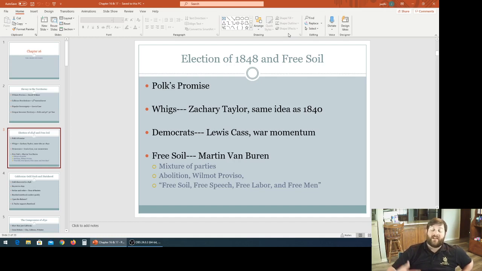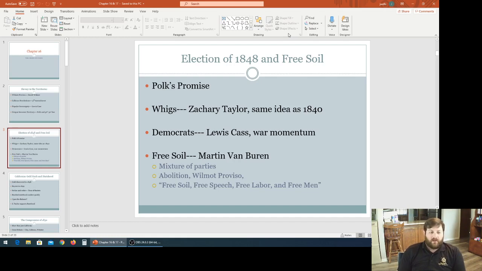But in places where they could stop it from spreading, places maybe where slavery isn't as strong as it once was, yeah, maybe we can get rid of it there, right? Free soil, free speech, free labor, and free men was ultimately their slogan, okay? Now, overall, they did not win, as Taylor won the electoral votes 163 to 127 over Cass, and both the Whigs and Democrats continue to be major parties.